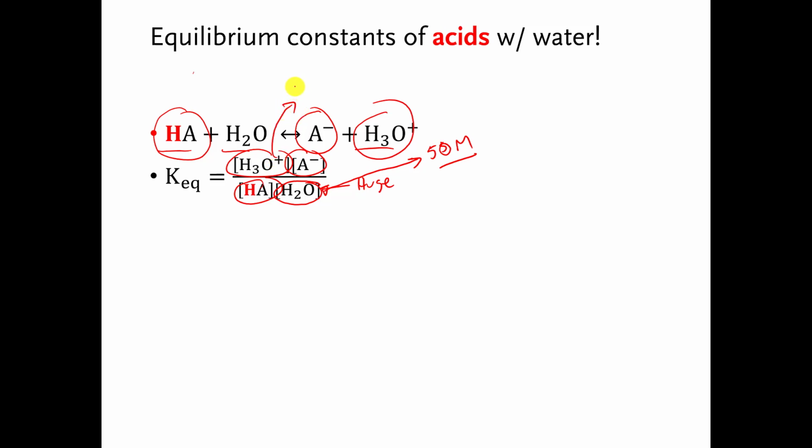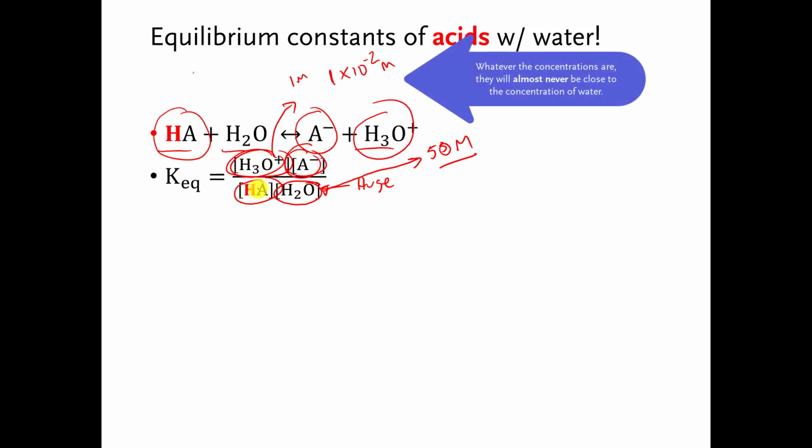At the most, it's probably going to be 1 molar, but it could be 1 times 10 to the negative 2 molar. Every other number in this equation except the water number is going to be really tiny. And what that means is this water concentration is going to drown out all of the other numbers. It's just going to dominate. And since it's in the bottom, no matter what you do to measure it, the KEQ number is always going to be really small, even if you have a strong acid.